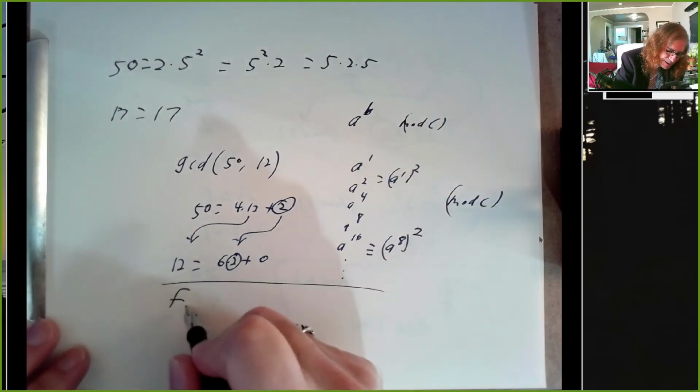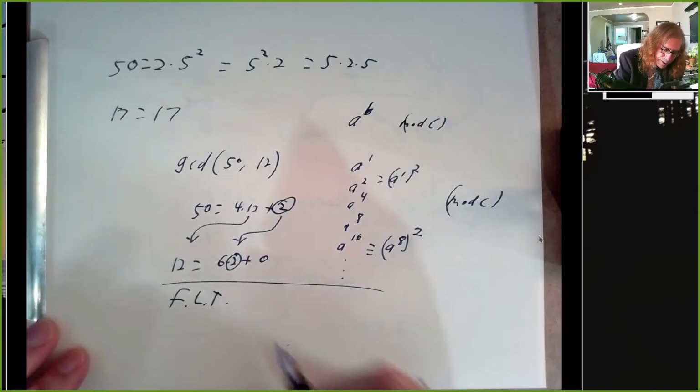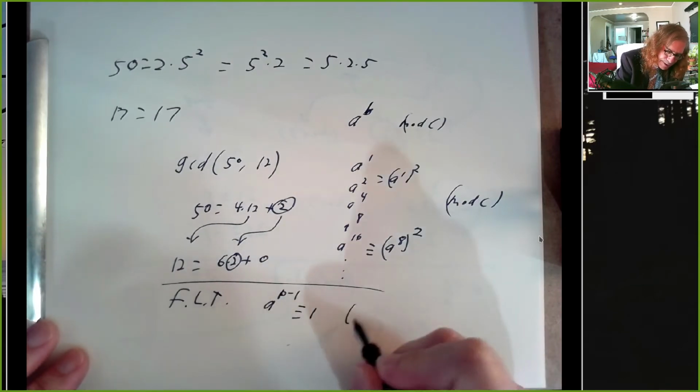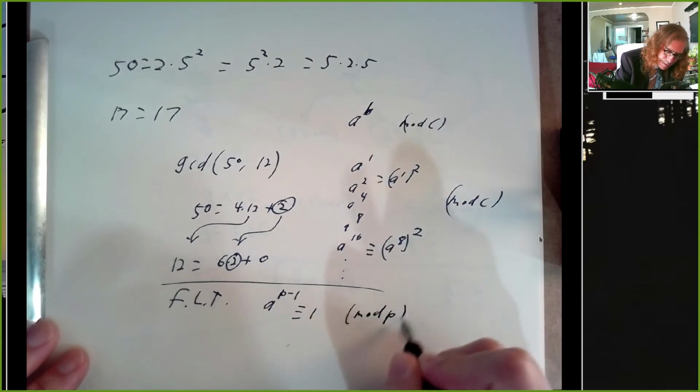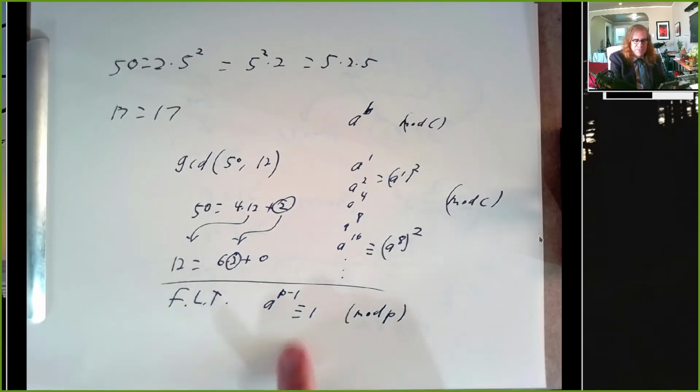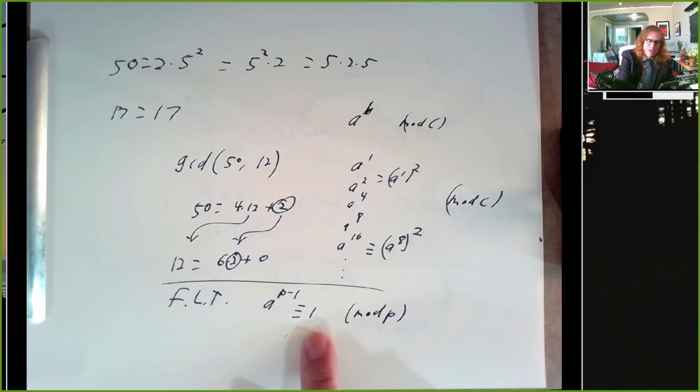And then Fermat's little theorem was a to the p minus 1 is congruent to 1 modulo p, except in the case where a is a multiple of p, in which case this is congruent to 0. And this works for doing large operations, because if we know a to the p minus 1 is congruent to 1, we know that a to the p minus 1 squared or cubed or raised to the millionth is still congruent to 1.